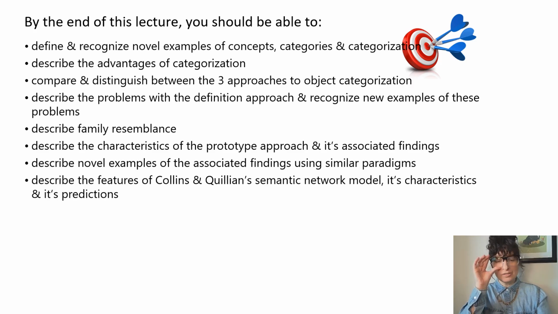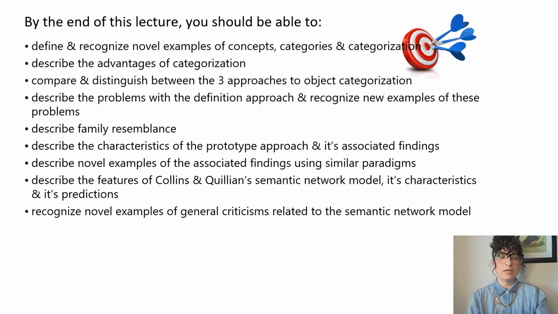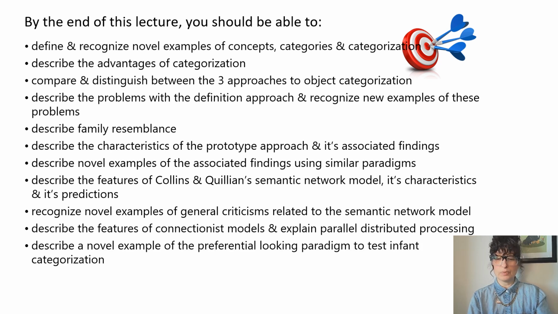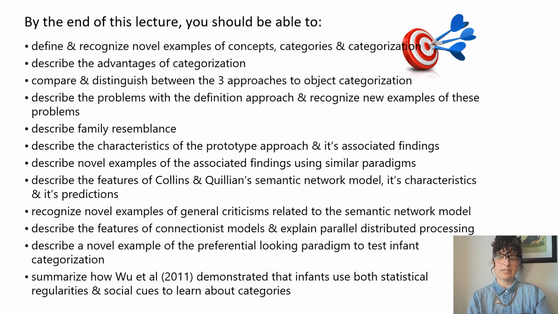Describe the features of Collins and Quillian's semantic network model and its characteristics and predictions. Recognize novel examples of general criticisms related to the semantic network model. Describe the features of the connectionist models and explain parallel distributed processing. Describe a novel example of the preferential looking paradigm to test infant categorization, and summarize how Wu et al. demonstrated that infants use both statistical regularities and social cues to learn about categories.